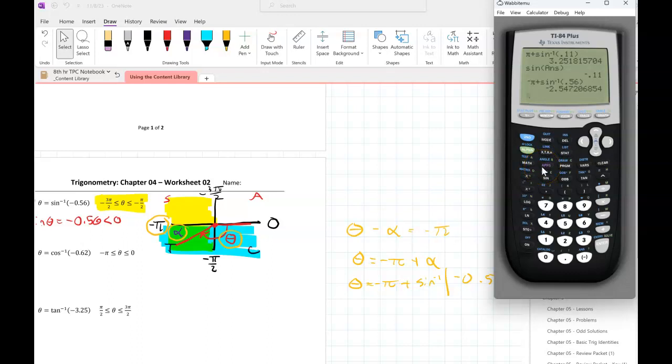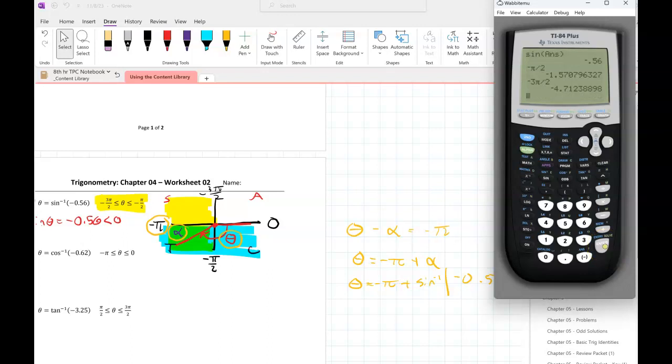So I get about negative 2.55. Which looks great, because the sine of negative 2.55 gives me negative 0.56. And that negative 2.55 is smaller than negative 1/2 pi, and it's bigger than negative 3 pi over 2.